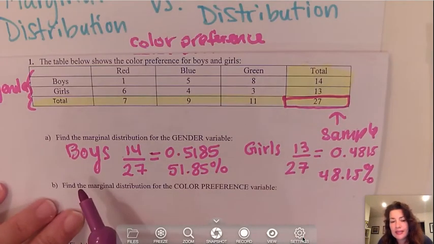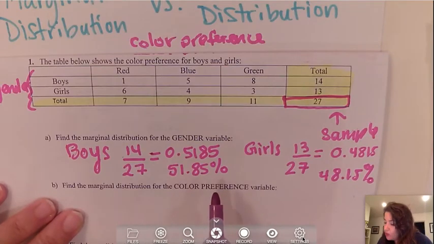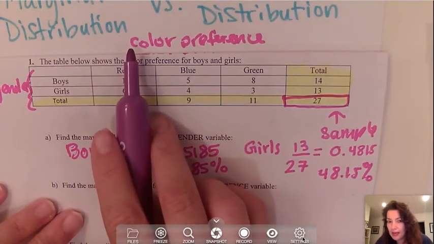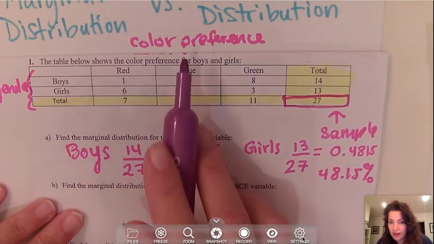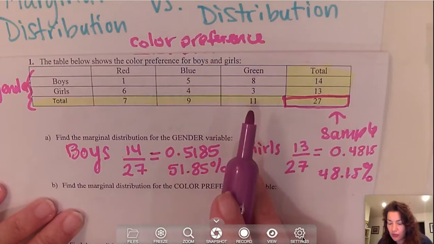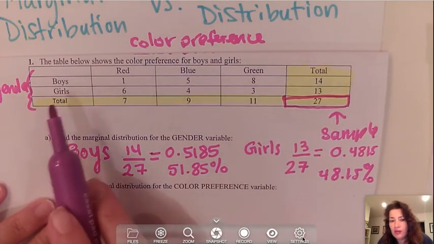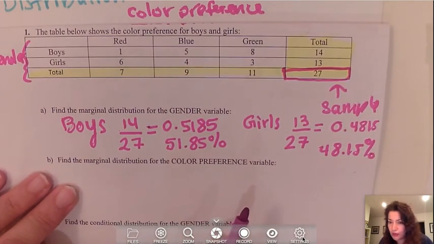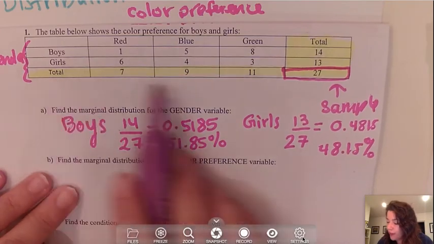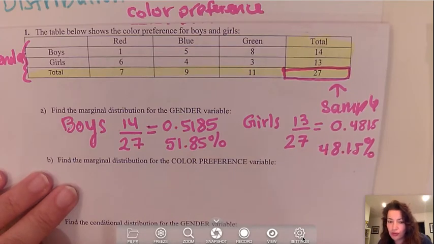All right, next it's asking us to find the marginal distribution for color preference. Well, where is color preference? It is the title of our column. So if you look down, we have red, we have blue, and we have green. So the color preference are the columns and the gender are the rows. So if we want to do the color preference, again, we're going to do the same thing. I'm only going to look at my highlighted regions, which are my total. So anytime you want marginal distribution, you only use totals for your numbers.